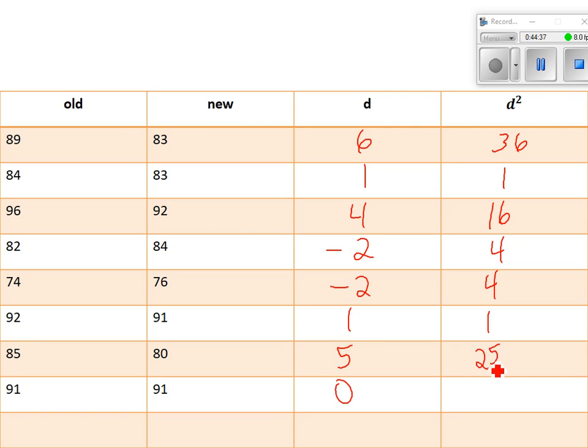25, 0 squared? 0. Grab your calculators for me. We want the sum of that one and we want the sum of this one. Some of you do the first set, some of you do the second one. The D squared is 411? That's what I got.